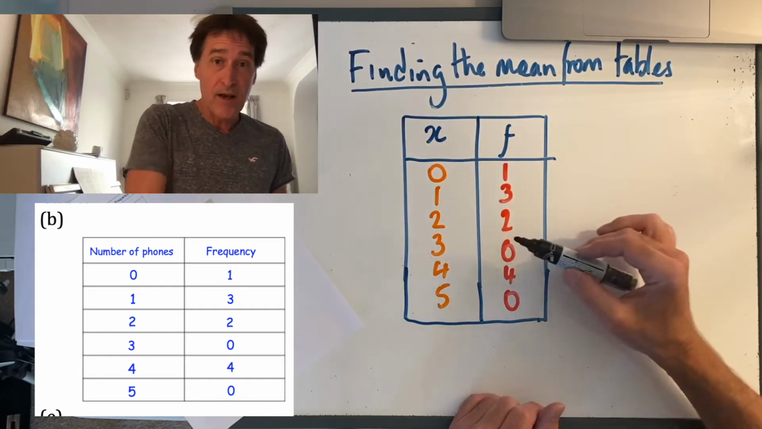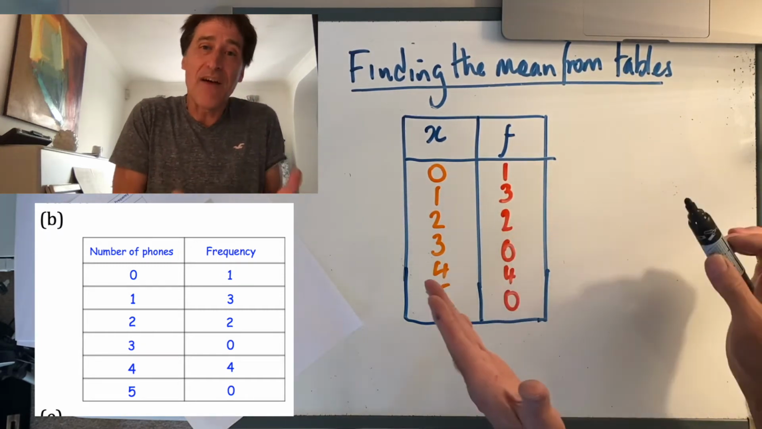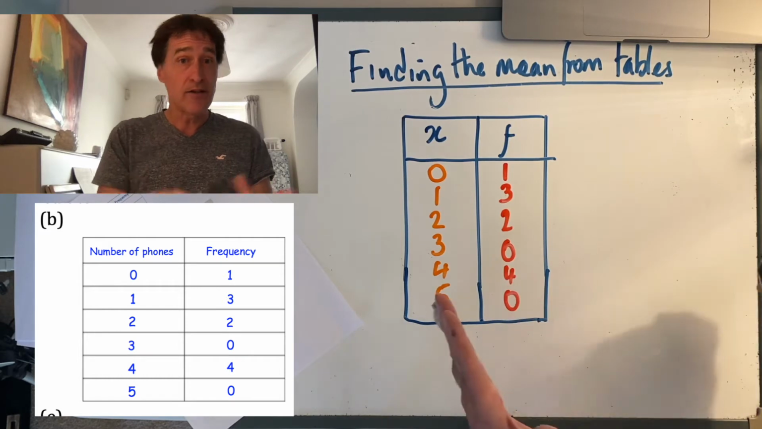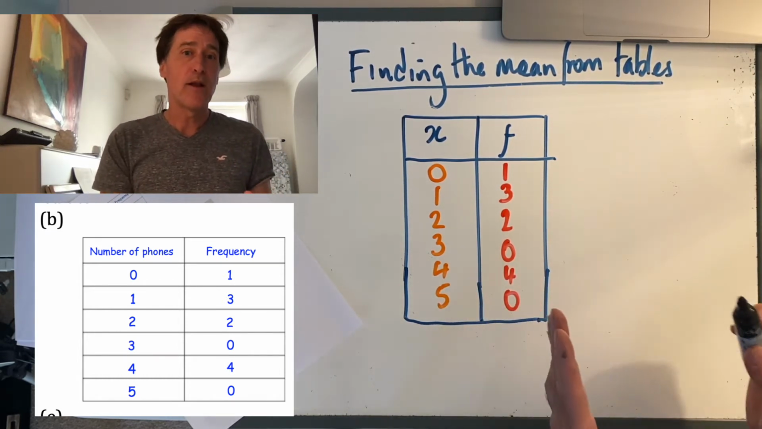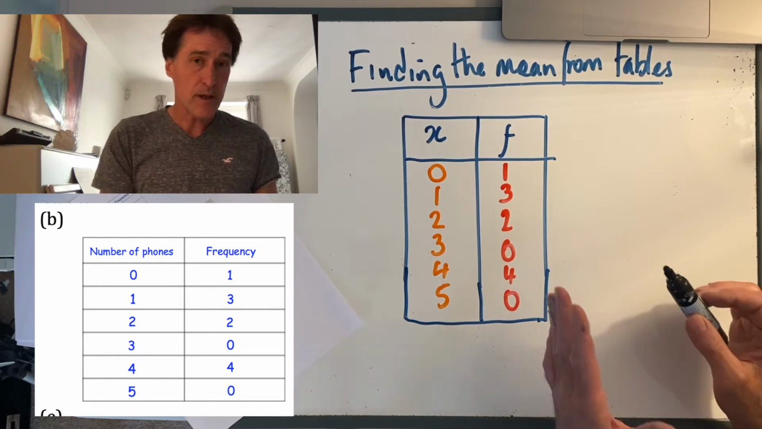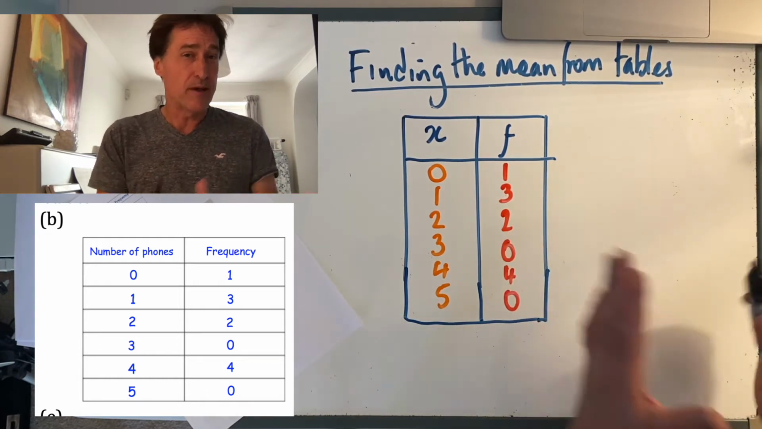So this table tells you how many phones per person, and I want to find the average. And I'm looking at the mean. Okay, there are different types of averages. We can look at the mode, the most common, the median, the middle one, but today we're looking at the mean from the table. So in order to do this, we need to get some bit of algebra sorted out.